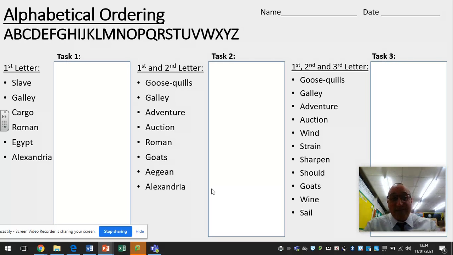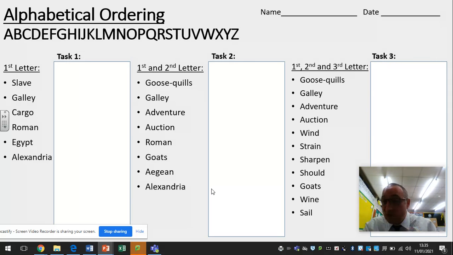So task 1 is first letter ordering. So you simply have to look at the first letter in each word and write them into the box in the correct order. Task 2 is first and second letter ordering. So you might be able to sort some words out just by their first letter. You will have to go to the second letter for other words to get them into the correct alphabetical order. Again, look at the alphabet on top of the sheet to help you out.